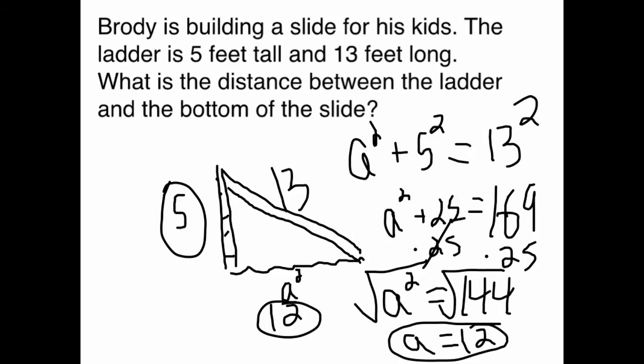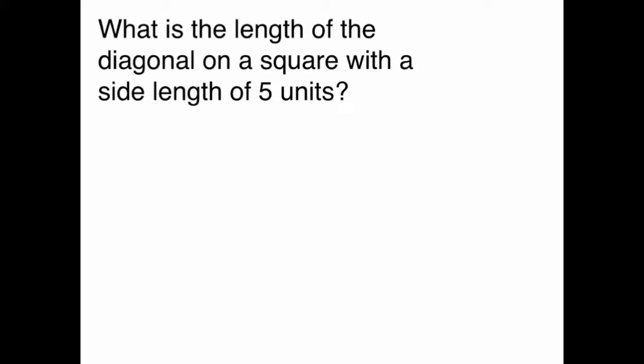Let's do another one. Alright, what is the length of the diagonal on a square with a side length of 5 units? Well, I'm going to go ahead and draw a square first. This is one of those problems where you have to think about what you know. I want to figure out what the diagonal is, or this thing that goes down the middle, cuts it in half. So since I want to figure that out, I'm going to give that an x. A side length of 5 units.